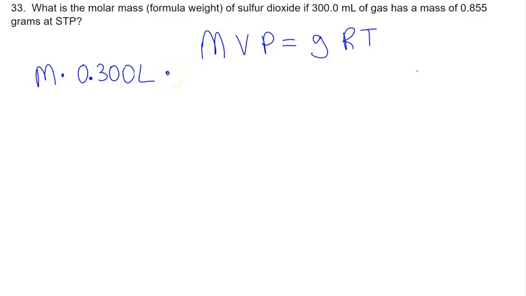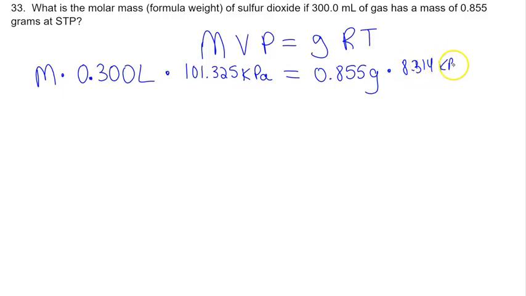You can pick any of the standard pressures. This problem doesn't specify one, so I'm going to pick 101.325 kPa. And then we're going to do mass, and I gave you the mass of 0.855 grams. And we're going to pick the R constant that matches with kPa, so 8.314 kPa liters over mole Kelvin. And then STP is standard temperature and pressure, so 273.16 Kelvin.